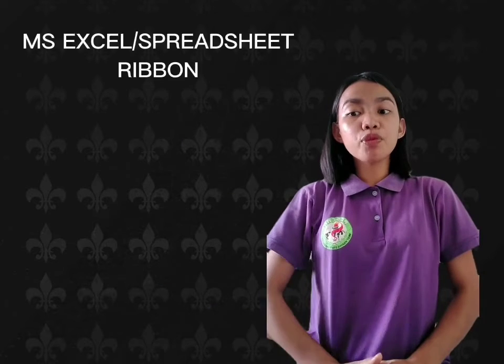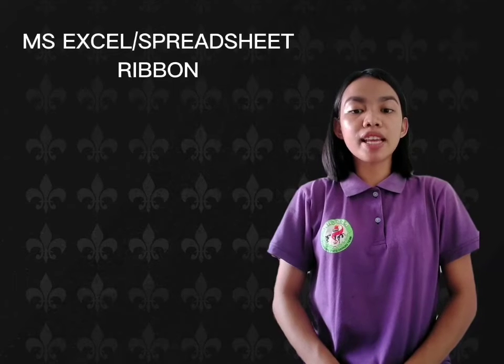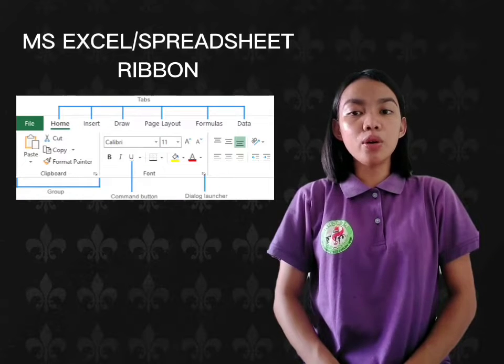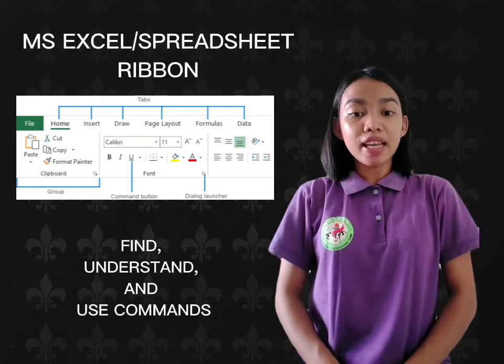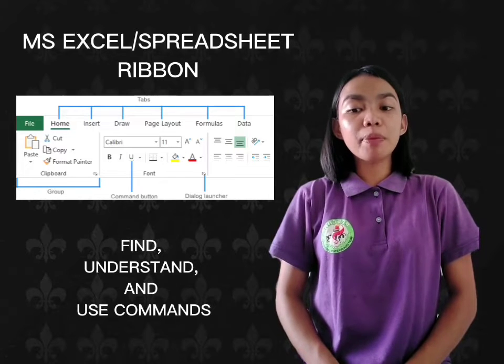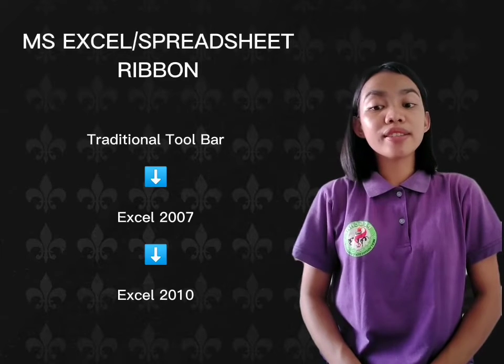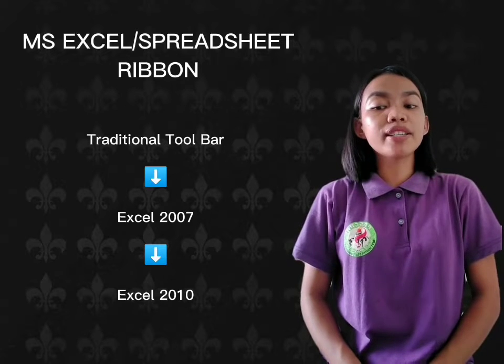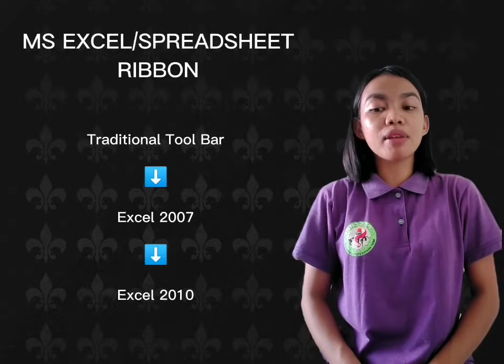So now, let us move on to Microsoft Excel ribbon. It is the row of tabs and icons at the top of the Excel window that allows you to quickly find, understand, and use commands for completing a certain task. It looks like a kind of complex toolbar, which it actually is. Excel 2007 replaced the traditional toolbars and sooner developed into Excel 2010 that has the ability to personalize the ribbon.